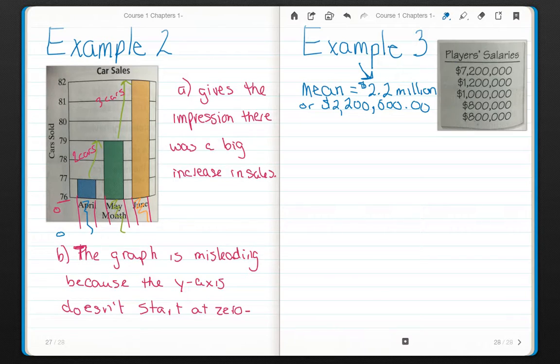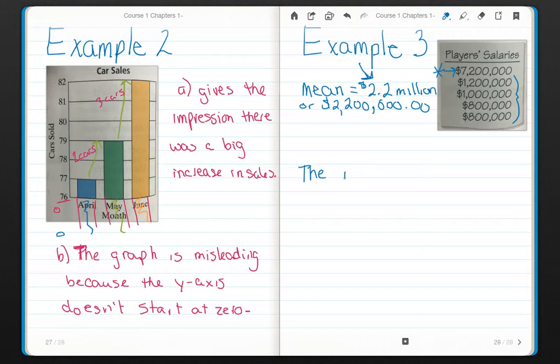If I look at these salaries, I have 800,000, 800,000, 1 million, 1.2 million, and 7.2 million. Well, there's only one number that is greater than my mean, and that's the 7.2 million. These 4 are all relatively close together. But this one up here, there's your outlier.